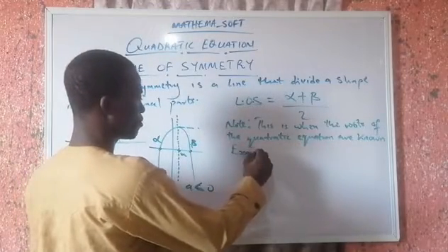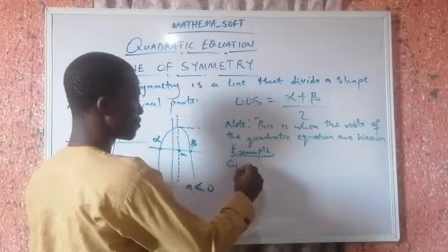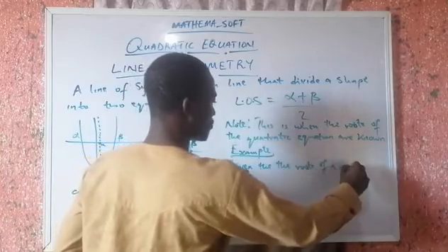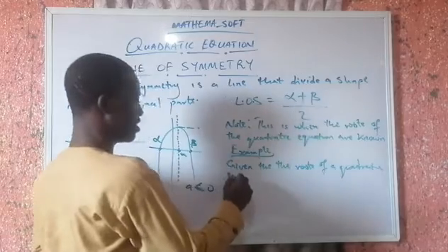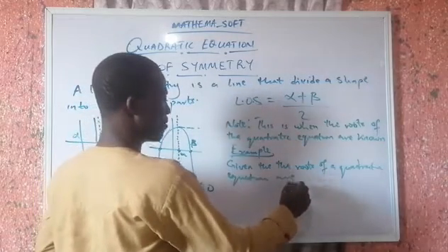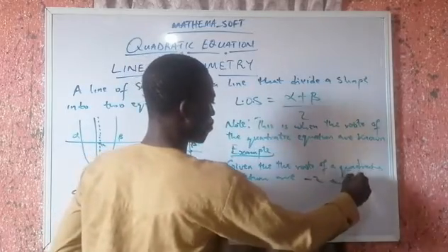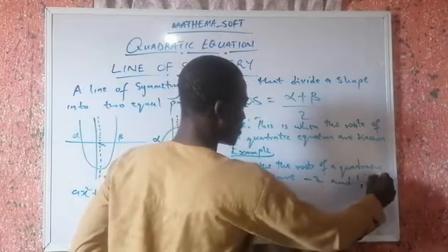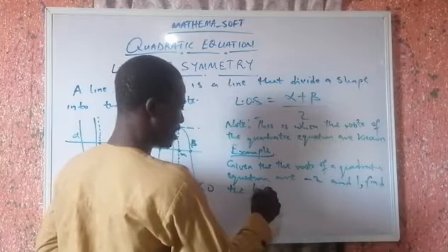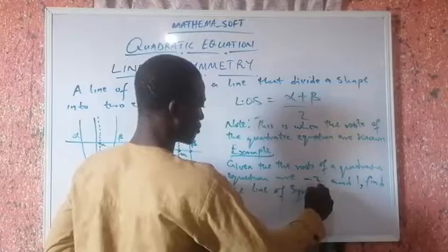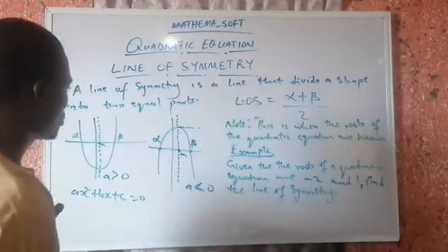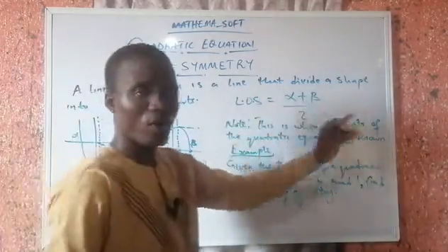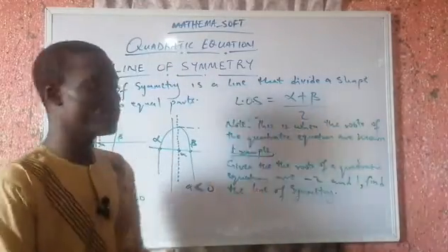An example, given that the roots of a quadratic equation are -2 and 1. Find the line of symmetry, or rather calculate the line of symmetry. So from this analysis, we have seen that we can get our line of symmetry by adding the roots of the quadratic equation together and then divide it by 2.